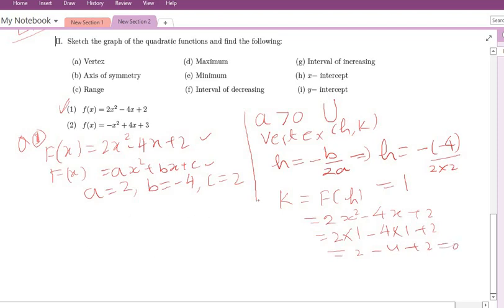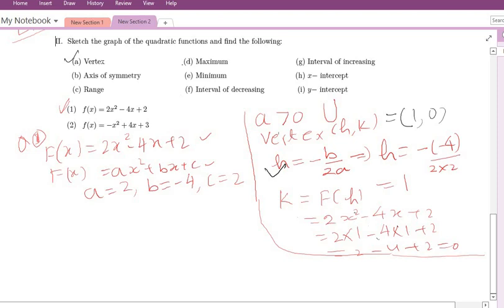So the first point from this one is the vertex. From this calculation, I got h equal to 1 and k is equal to 0. Therefore the vertex value is h comma k, which is 1 comma 0. This is the answer of the A part, the vertex.